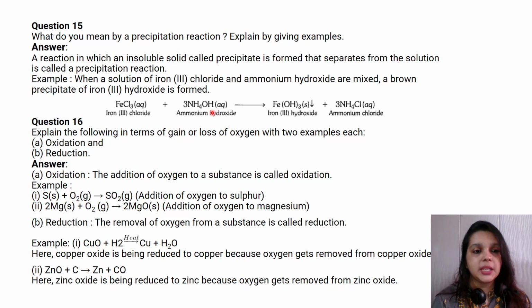The reaction is here. Next question, explain the following in terms of gain or loss of oxygen with two examples each: oxidation and reduction. Oxidation is addition of oxygen to a substance, that's why it's called oxidation. Examples are here. Reduction, removal of oxygen from a substance, is called reduction. Examples are here. And again we have ZnO. Zinc oxide is being reduced to zinc because oxygen gets removed from zinc oxide.